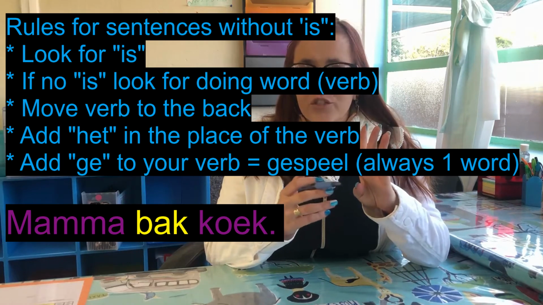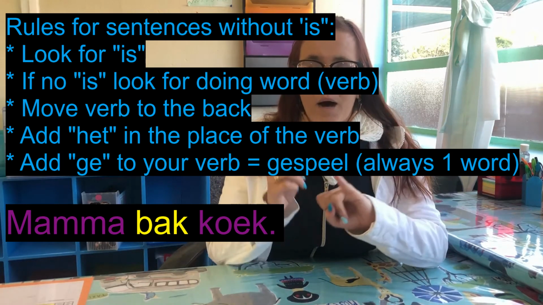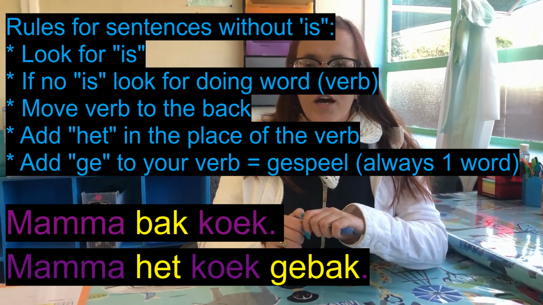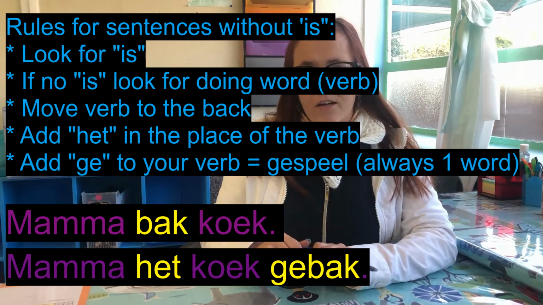What happens to my doing word at the end? It gets a g. Mama het koek gebak. And remember, gebak would be one word. Otherwise, it counts as a spelling mistake. Do you see how easy that is? It's not difficult. Let's try another one.